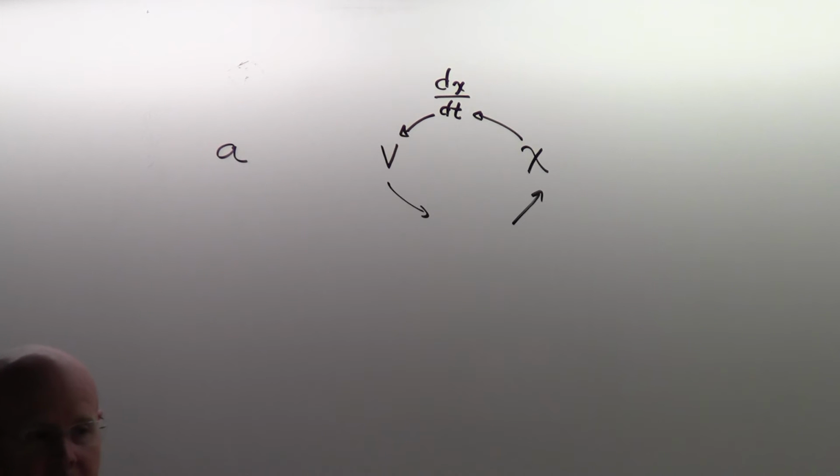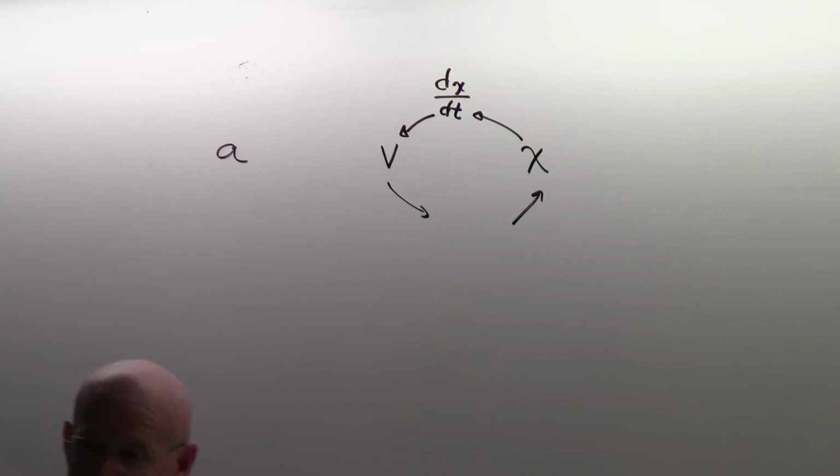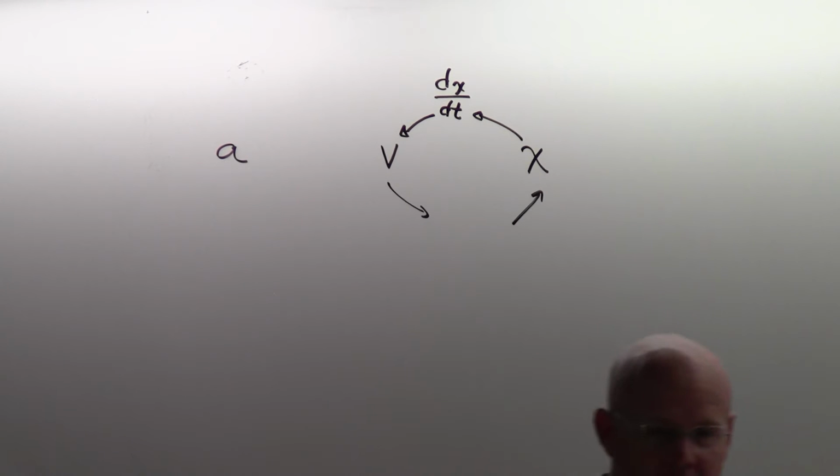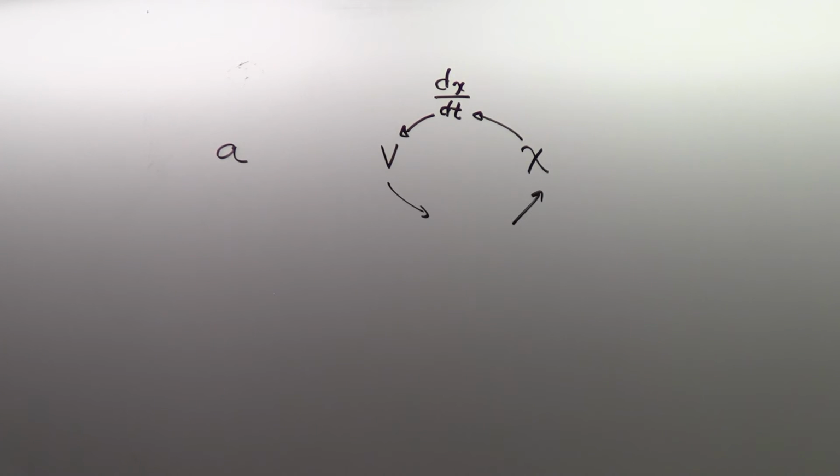Could you get position? What would you do? Right, what is the opposite of a derivative? Right, that integral, or sometimes referred to as the antiderivative. Purposely, right, it undoes the derivative.